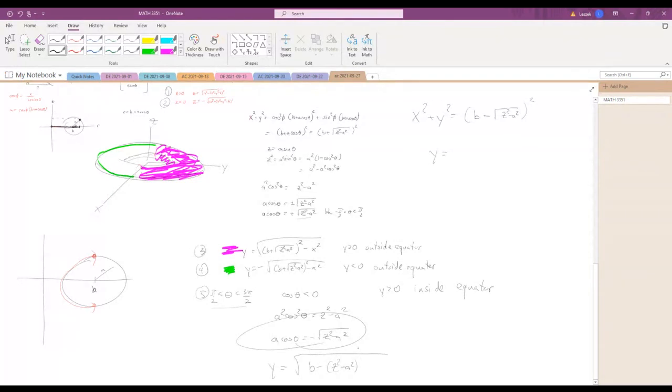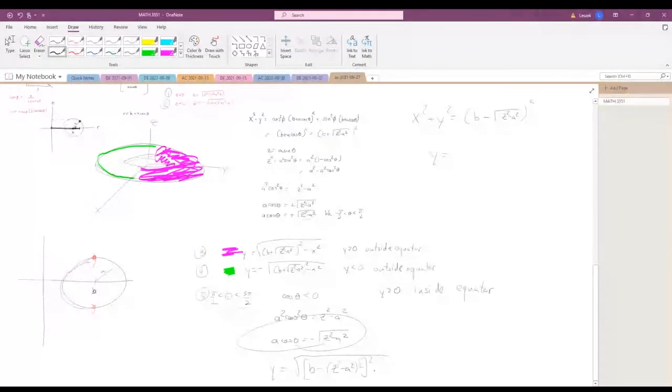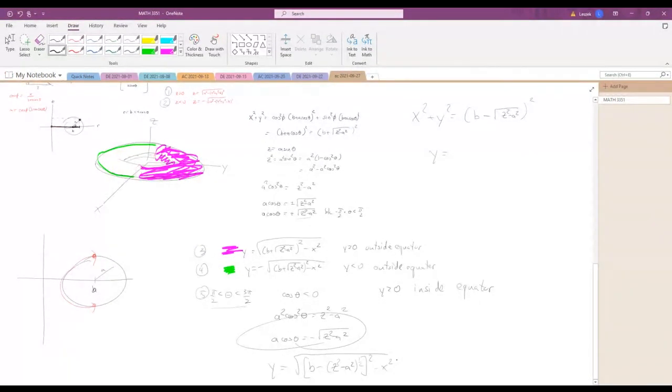1/2 squared minus x. And then for the negative, of course, y is negative, but the inside equator, just choose the negative of that.